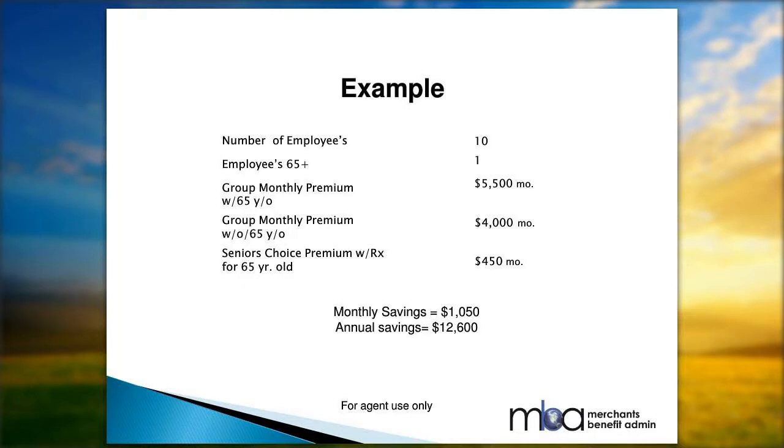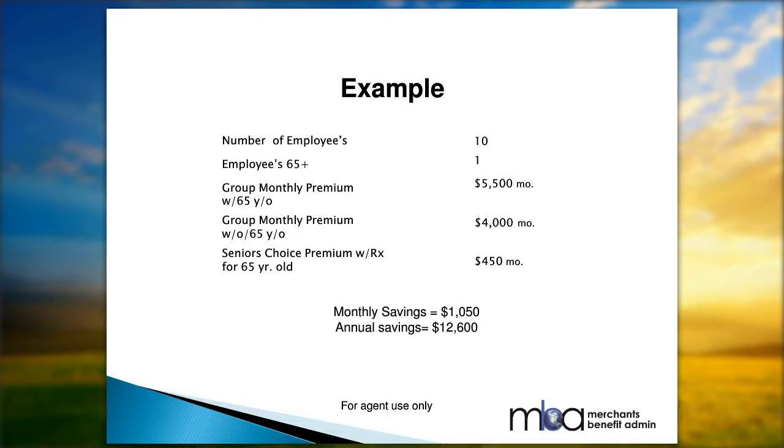A group that we had, 10 employees, one was 65 or older. With this individual on their plan, it was $5,500 a month. We looked into removing that person. It dropped the premiums down to $400. They were able to take out the Senior's Choice. Medicare is primary, then the Senior's Choice is secondary. With the Premier RX, that was a $450 a month premium. So ultimately, that group saved $1,050 a month, $1,260 a year.